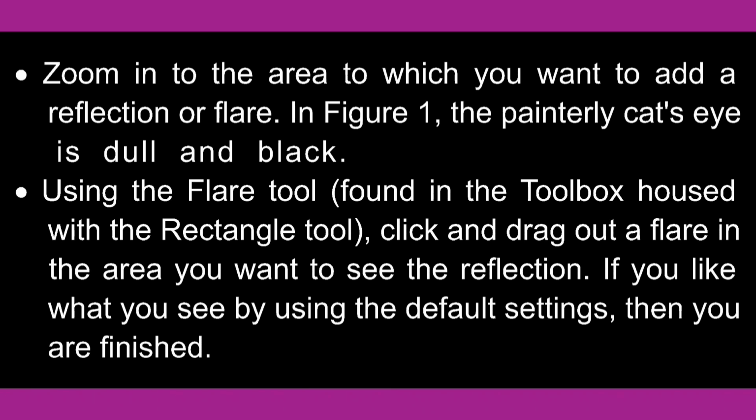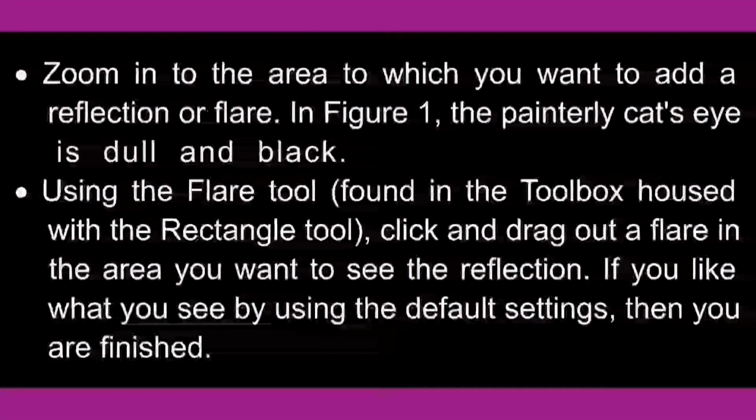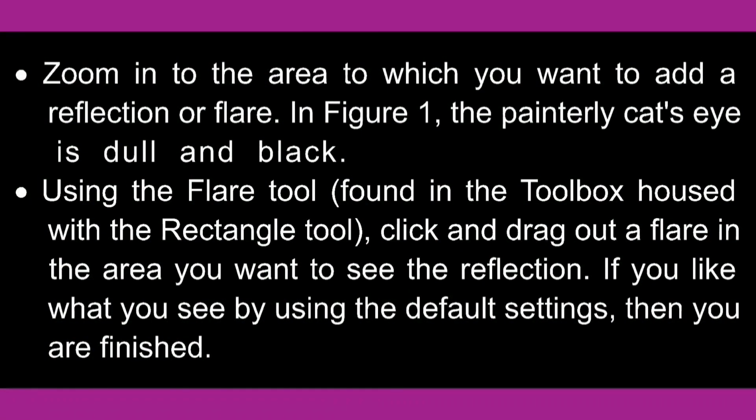Zoom into the area to which you want to add a reflection or flare. Using the flare tool found in the toolbox housed with the rectangle tool, click and drag out a flare in the area you want to see the reflection. If you like what you see by using the default settings, then you are finished.